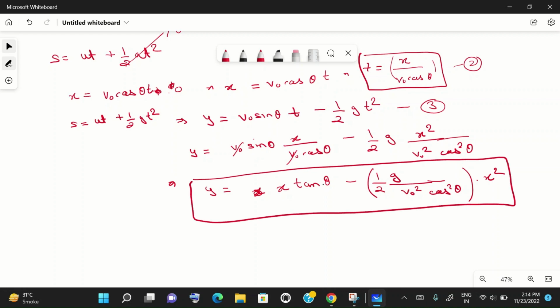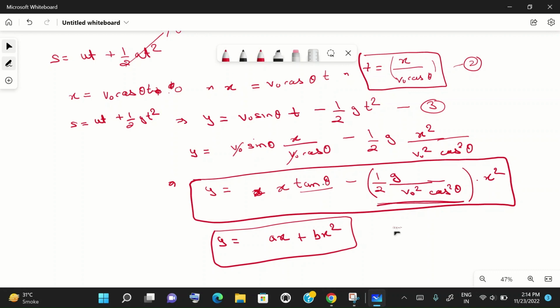You can see that this is an equation in y and x, and this is the equation of the projectile motion. It is of the form y is equal to ax plus bx square, where a is tan theta and b is this component. So this represents a parabola. We can say that the equation of the projectile is a parabolic equation. In the next video we'll solve various problems based on this equation.